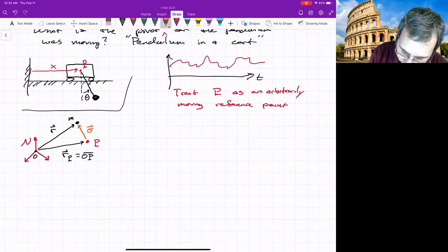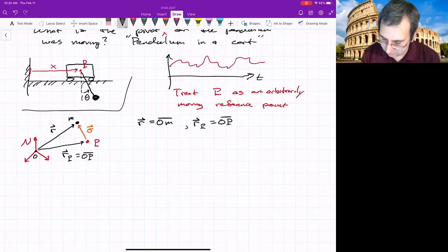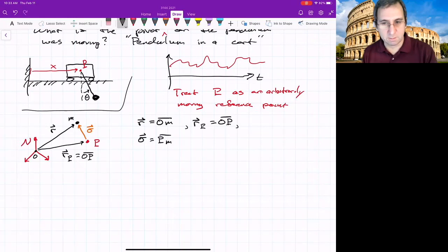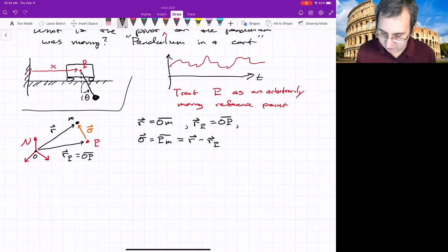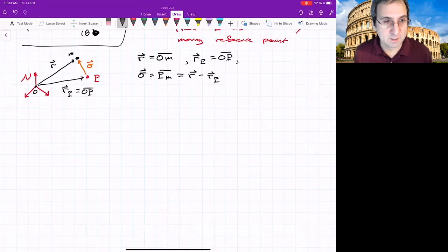It's probably easier just to write what these things are. The book will call this vector sigma. So R is from O to M. R_P is from O to P. And sigma is from P to M. So we could write it in terms of R and R_P, because often we'll be tracking how does this point P move and how does that affect the dynamics. I guess this is getting to the point of angular momentum being trickier because it always has a reference point attached to it. We can define the angular momentum of M with respect to P.